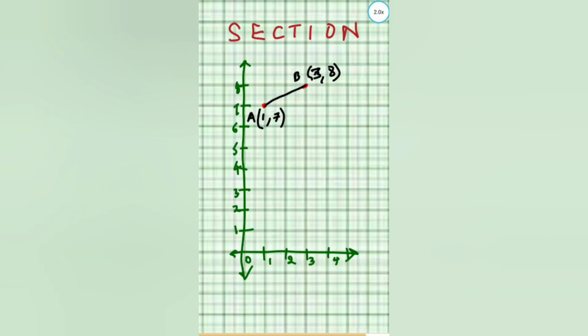In my previous post, I explained how to find the distance between 2 points. Look at the picture which I have given. Look at the board. It shows you 2 points A and B. The coordinates of A are 1, 7, and the coordinates of B are 3, 8.